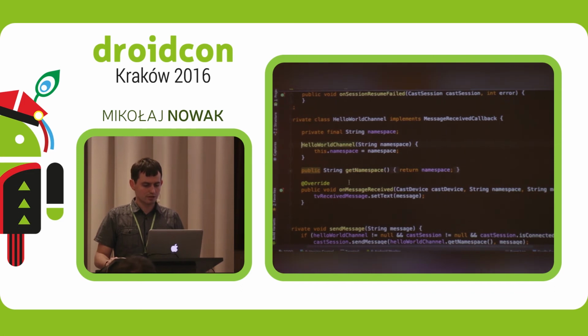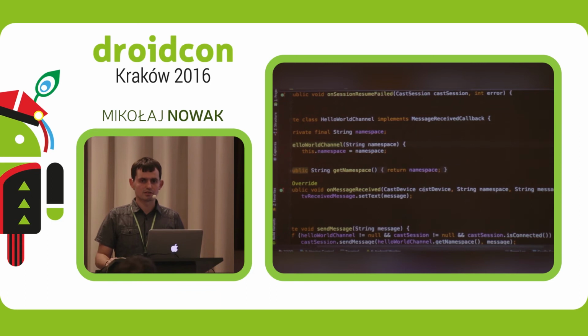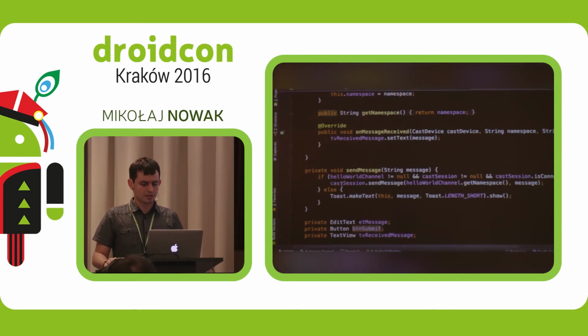We need to implement an onMessageReceived method in which we are receiving the cast device, with some information about the device from which the message comes, the namespace, if we would like to use the same callback to handle many namespaces, and the message, which is just a simple string. We are also using the cast session object in order to send messages. It's just using a send message method with a namespace and our string message.